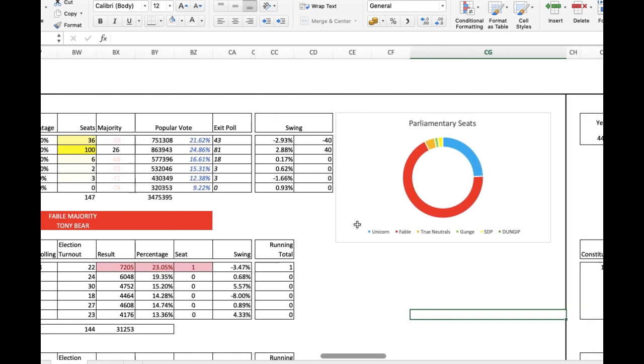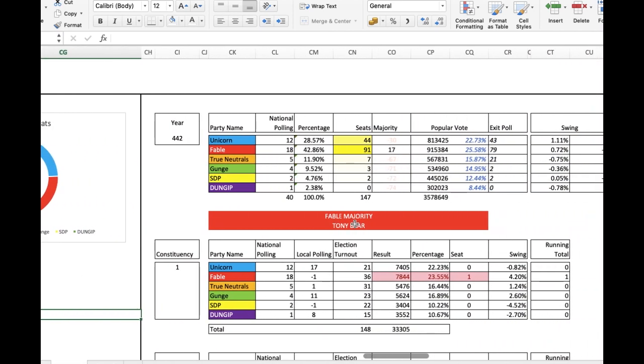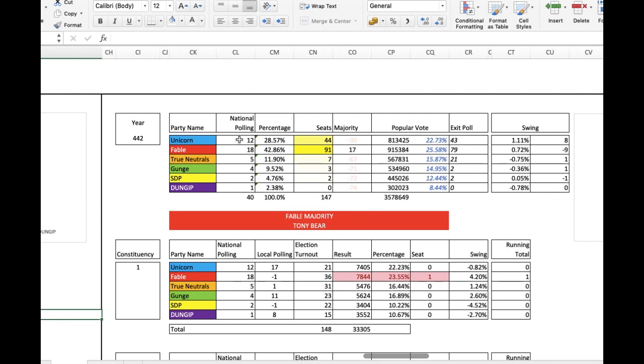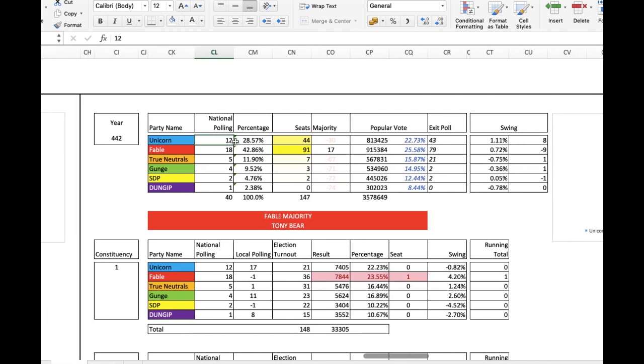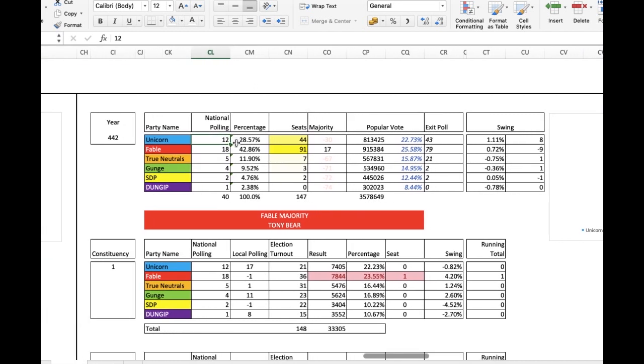So let's move on again to year 442. Fable holding on to a majority, not quite as big as before, but as you can see, they've gone up to 18 in the national polling to Unicorn's 12, going up slightly. The smaller parties gained a couple of seats here.